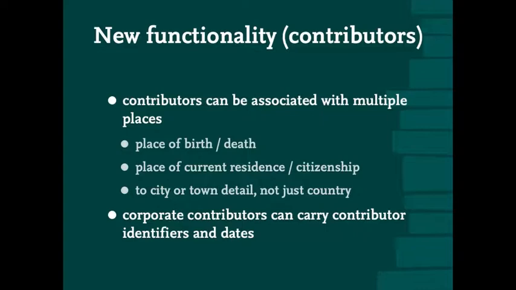So Canadian author Michael Ondaatje, place of birth, Sri Lanka. Place of current residence, and in fact citizenship, I believe, Canada. But he was also educated in Britain and began his career here. And you can specify these down to city or town level. The only thing you can do in ONIX 2.1 is associate an author with a country.